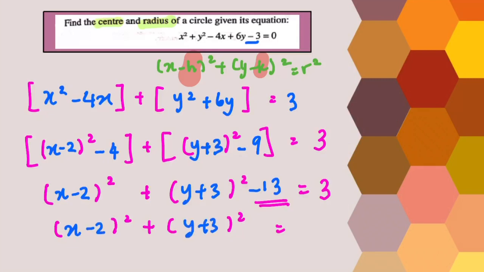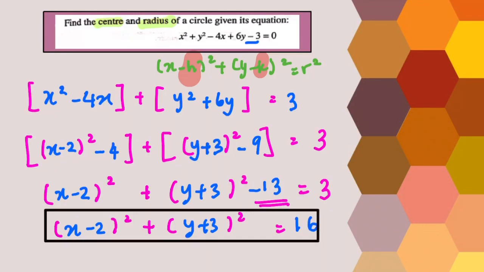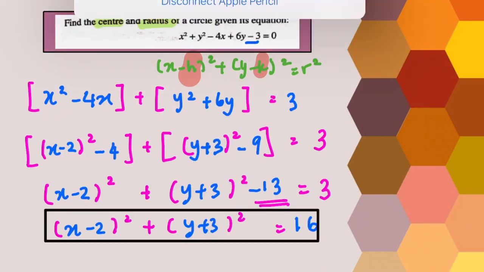So we have (x − 2)² + (y + 3)², and then bring this constant here to the other side. So minus 13, bring it to the other side. So 3 plus 13 is 16. So write the right hand side here, the constant is equal to 16. So now you have finished writing this general form into the standard form.